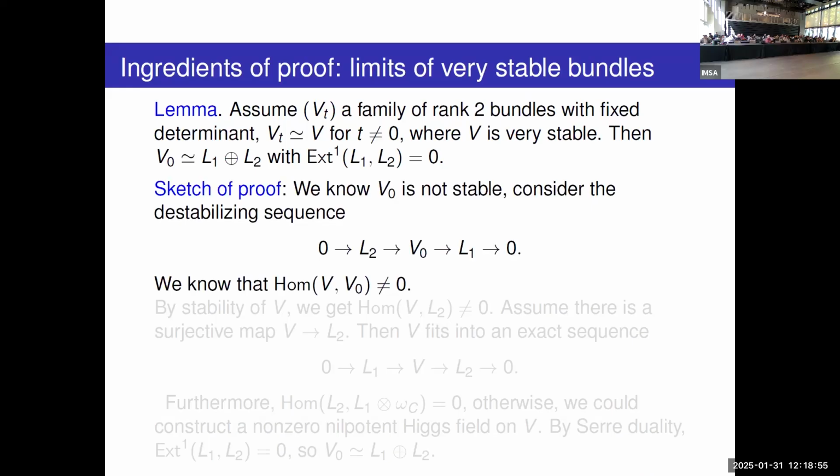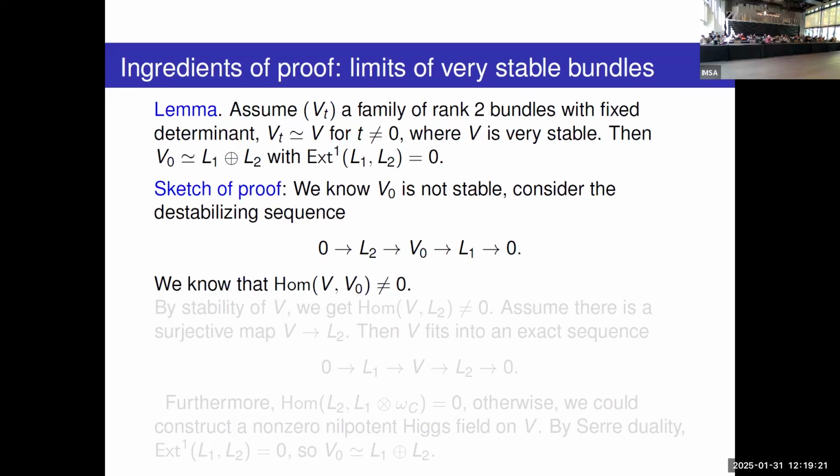Right, and so here is a sketchable proof of this. This is an easier argument. So suppose you have this limit. First of all, we know that it's not stable. So it has some destabilizing subbundle L2. So we consider this destabilizing exact sequence. So the degree of L2 is bigger than or equal to the slope.